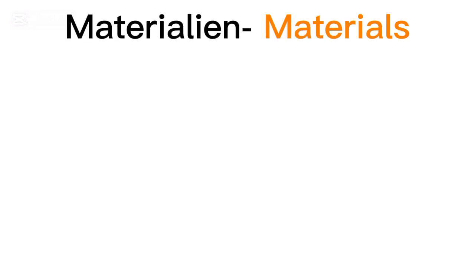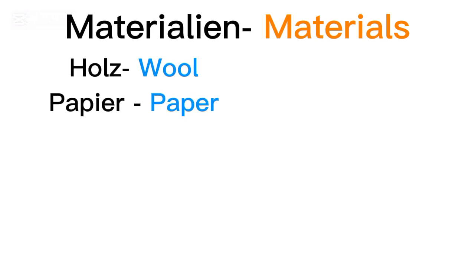Materials, okay? Materials. It is called Materialien. Materialien, okay? Materials. And our first material here, it is Holz. Holz, okay? We also have Papier. Papier. This is paper. The material is paper in English, but in German, Papier.